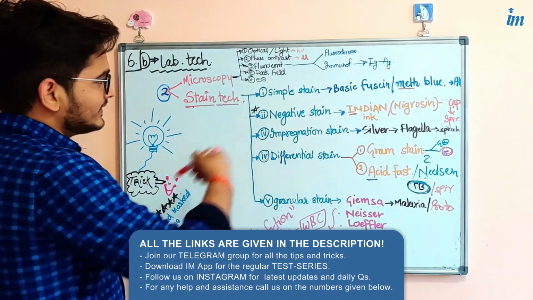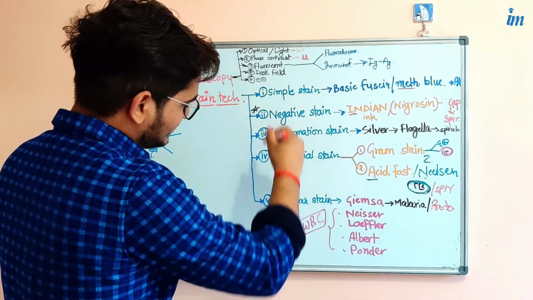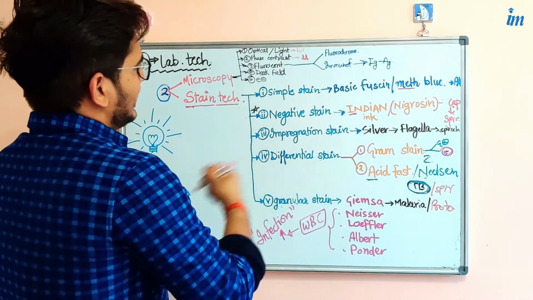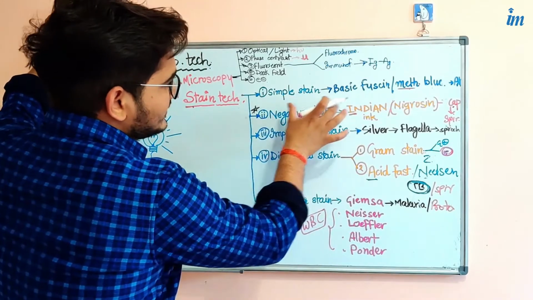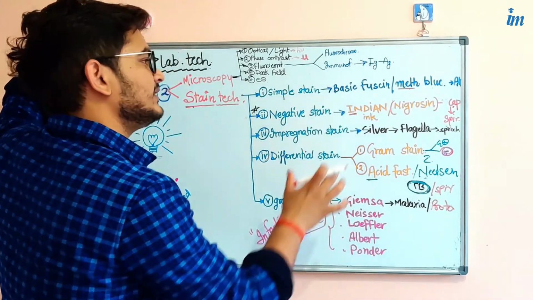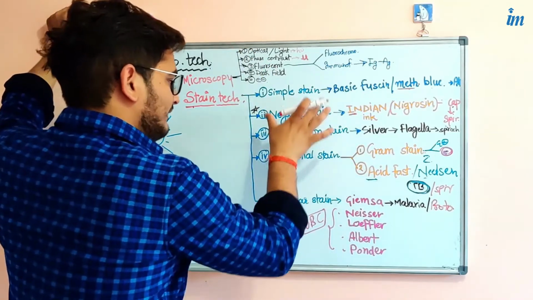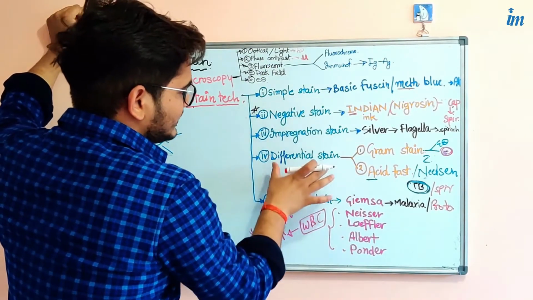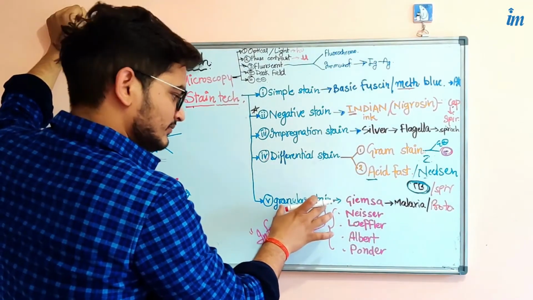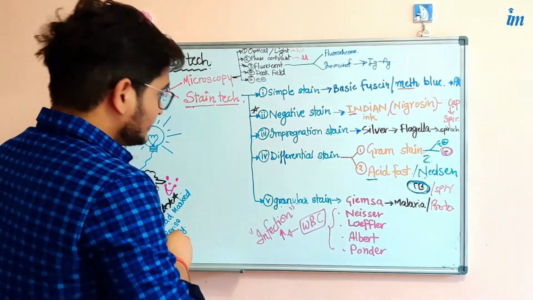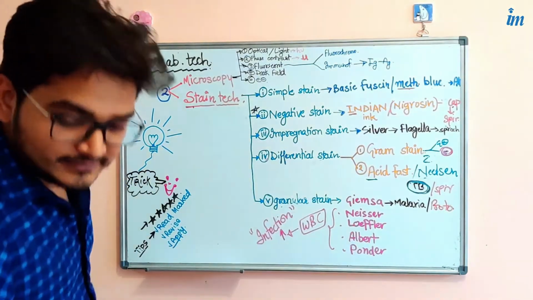From the second one there are lots of concepts, and from the question point of view, simple stain is outdated, and nowadays there are no more questions on simple stain. Every time you will get questions from either the differential stain or the granular stain. Granular stain from the pathological point of view, and differential stain, when they ask you in NEET PG questions.